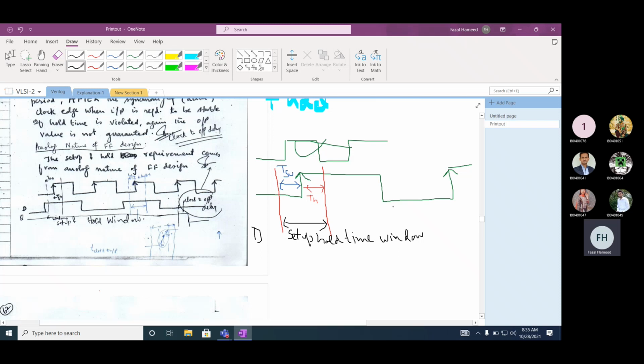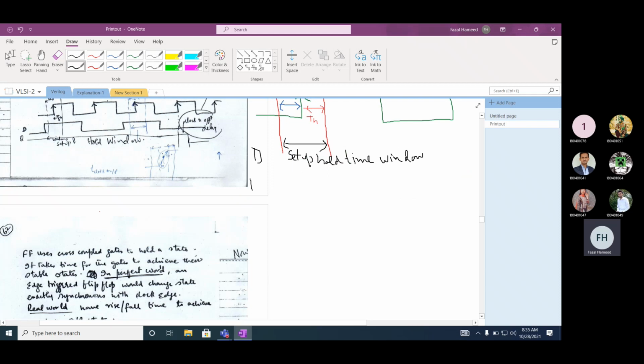Otherwise you may not be able to determine the output. Now let's assume D is changing from here to here. What will be the output of the flip-flop? In this case the output will be 1. Now let's assume we have D like this, a D here. What will be the output of the flip-flop? 0. Now if D is changing during this setup and hold time window, the output will be unpredictable.